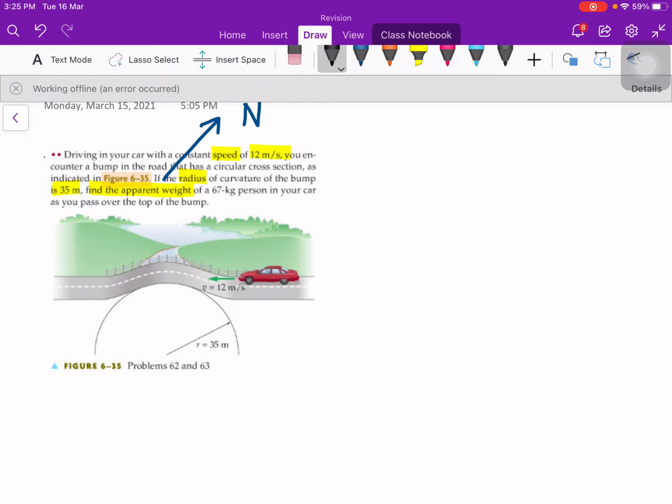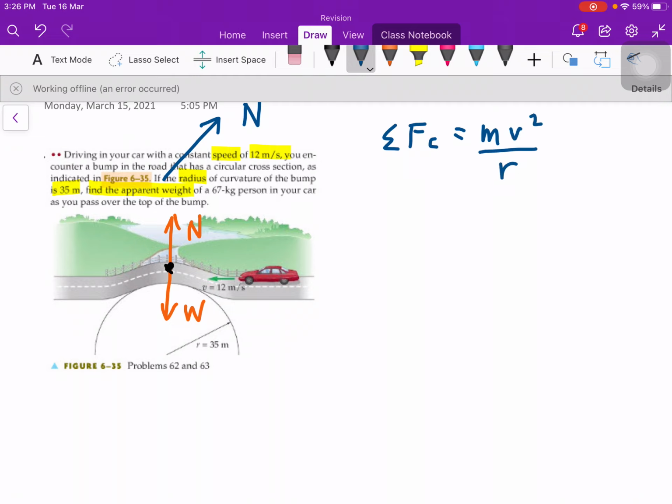So let's try to draw the free body diagram of the car on the bump here. We will have normal force going up, and then weight, or mg, going down. This is how the free body diagram looks. Now, to find normal force we can use Newton's second law, but this is related to circular motion, so we use F total, the centripetal force FC, equal to mv square over r.